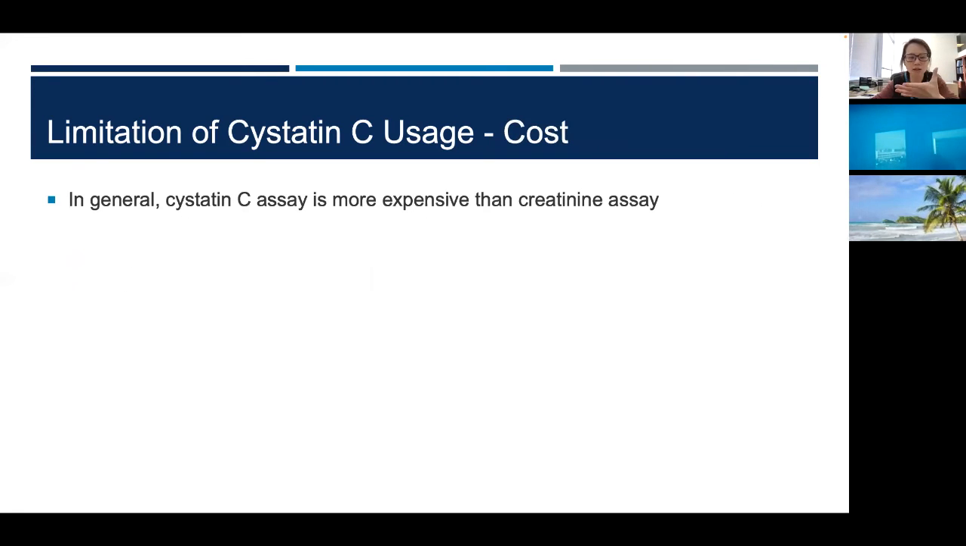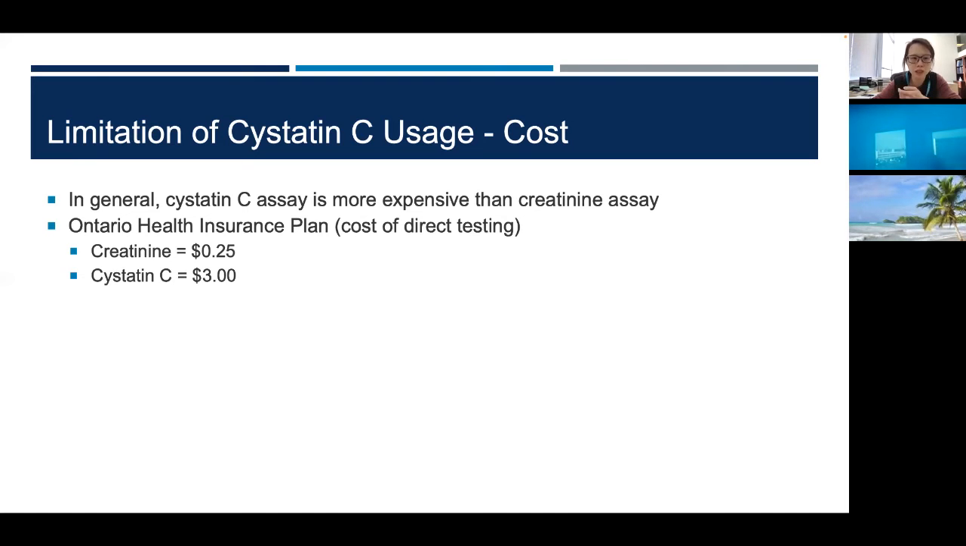Okay. Well, the other limitation to more widespread cystatin C usage is the cost. In general, the cystatin C assay is more expensive than the creatinine assay. And I found a few sources. So for the Ontario Health Insurance Plan, which is the direct cost of testing, not the cost to the patient, to run a serum creatinine is 25 cents. And to run a cystatin C assay, it's $3. So it's 12 times more expensive between these 2 tests.